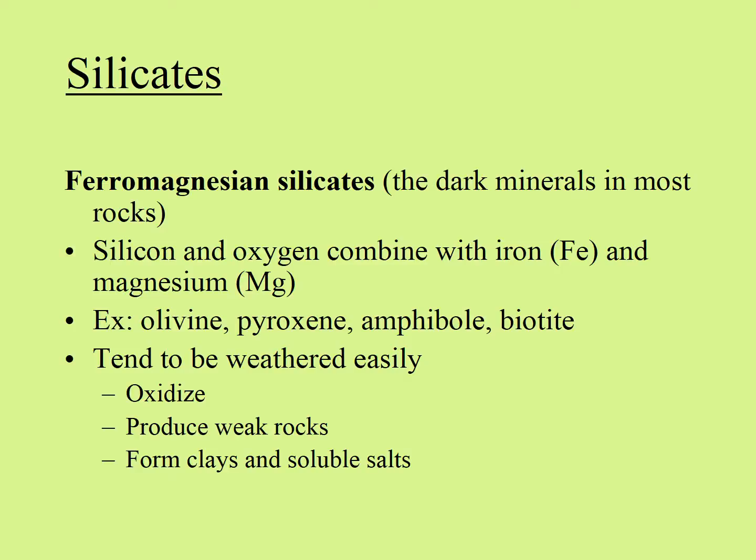Next, we're going to look at some ferromagnesian silicates. These are the darker minerals in most rocks. If you look at a quartz countertop and see a few blackish areas, they're probably these ferromagnesian silicates. These are silicon and oxygen in combination with iron and magnesium. Some examples would be olivine, pyroxene, amphibole, and biotite, and they tend to weather easier than the other silicates that we've considered so far.